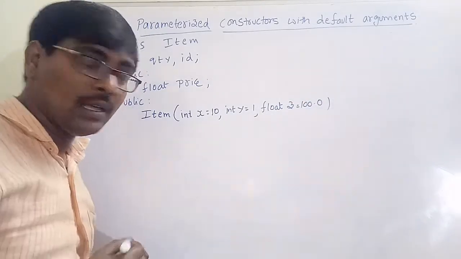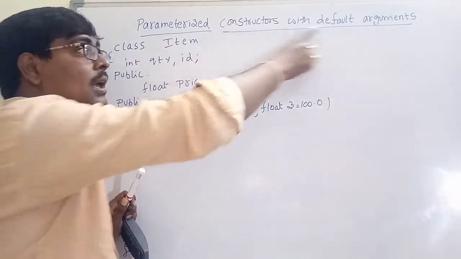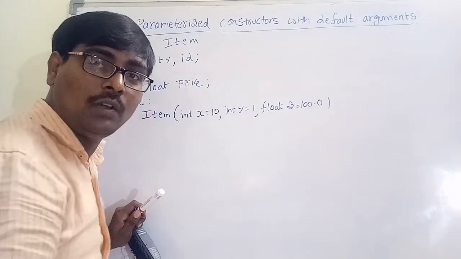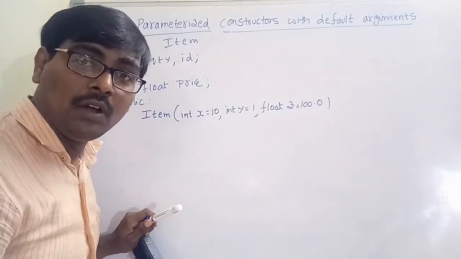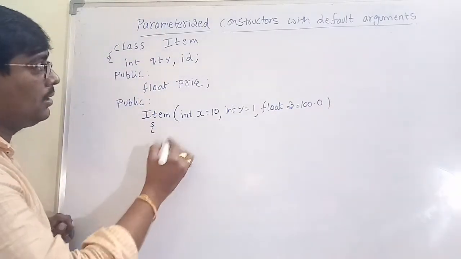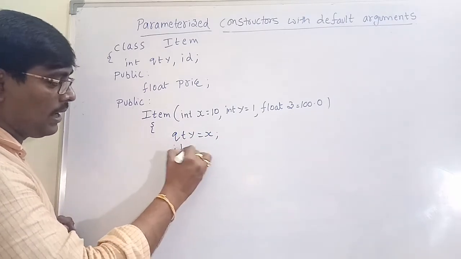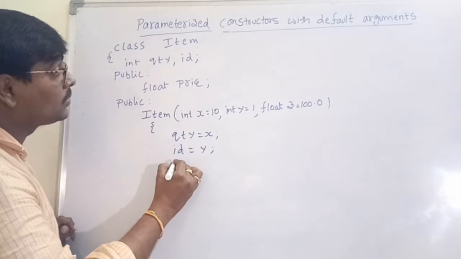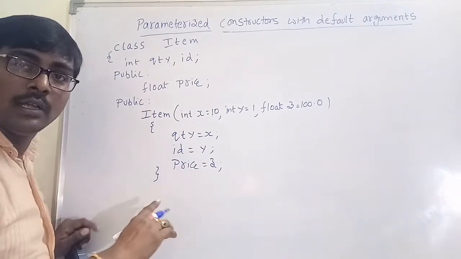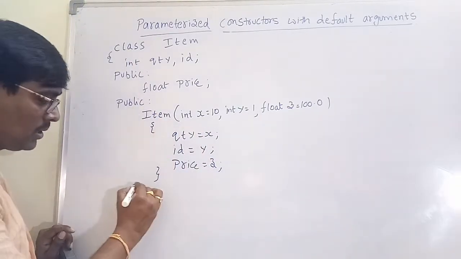What is this one? I am writing parameters. So this is a parameterized constructor. I am assigning some values. These are called default values. When we are using these default values, see the later part. Simply quantity is equal to x, id is equal to y, price is equal to z. So a normal parameterized constructor assignment, that is, initializing the data members.